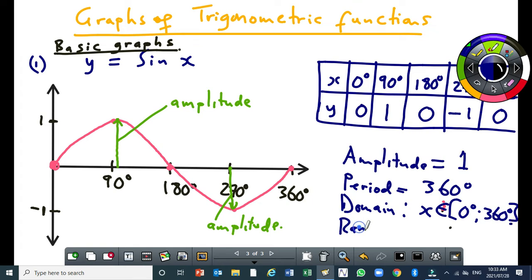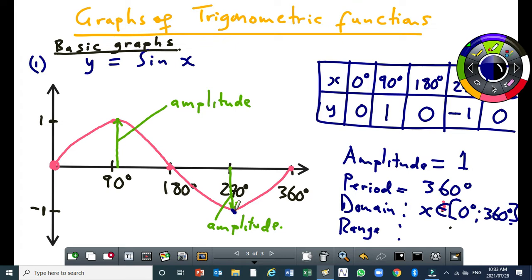Then the range. The range is the set of all the y values. So we need the minimum value of y and the maximum. The minimum value, you get it at the minimum turning point. This point here is called a turning point. That point is called a turning point. It is a point where the values of y will change. In actual fact, we can say the values of y are changing from decreasing to starting to be increasing again.